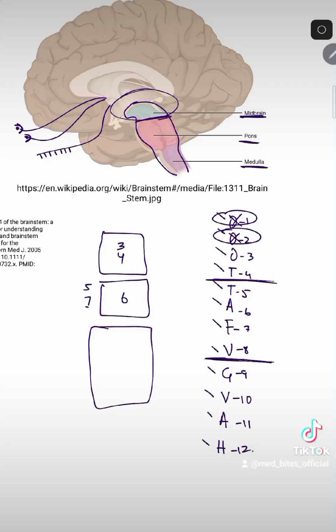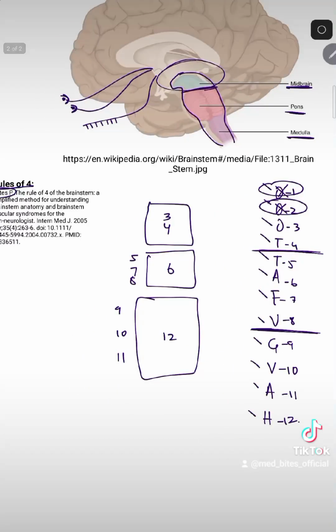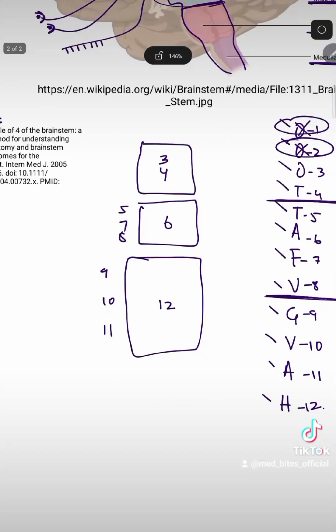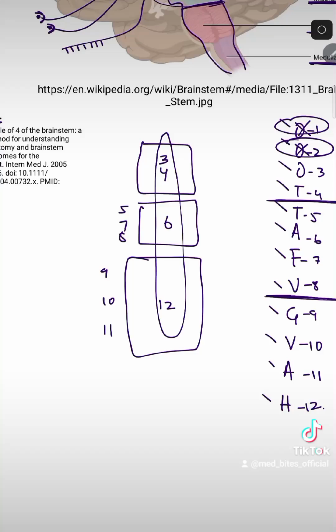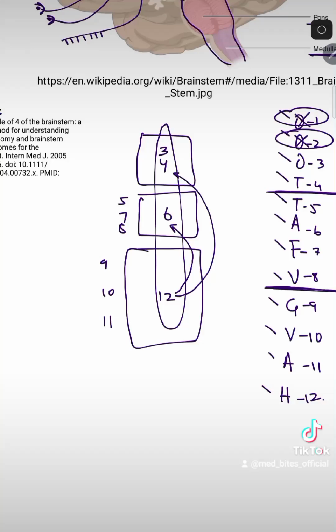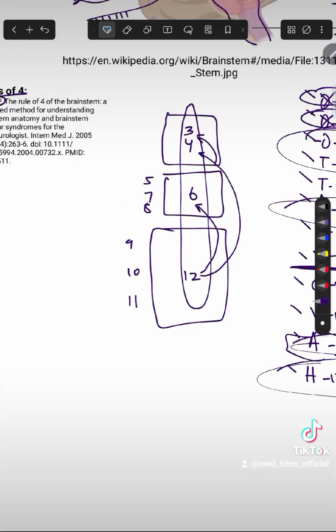We've got 5, 7, 8 on the lateral side, 6 in the medial side, and then we've got 12 in the medial side, and then 9, 10, 11 on the lateral side. A general rule to remember about what's in the medial side and what's in the lateral side is that any number that 12 can be divided by is going to be in the medial, in the center. So like 12 can be divided by 6 to give you 2, 12 can be divided by 4, and it can be divided by 3. That is how we remember the cranial nerves.